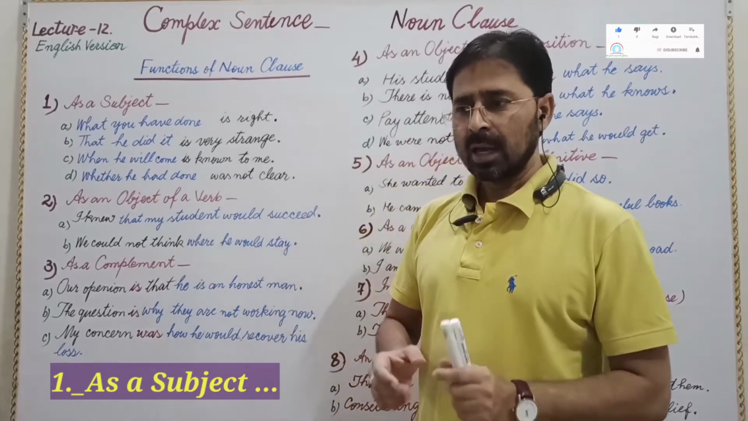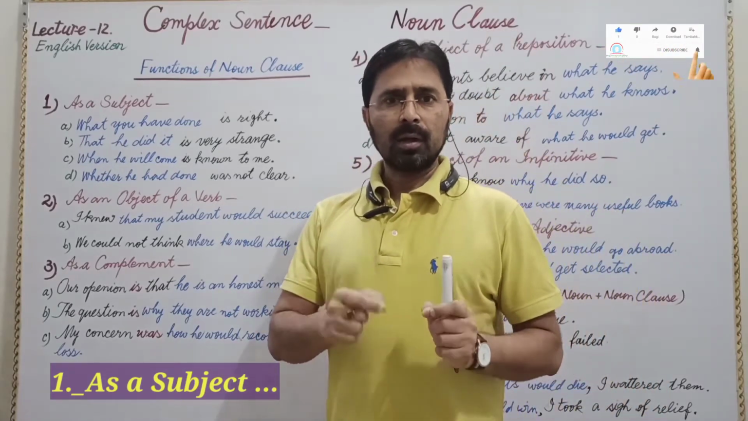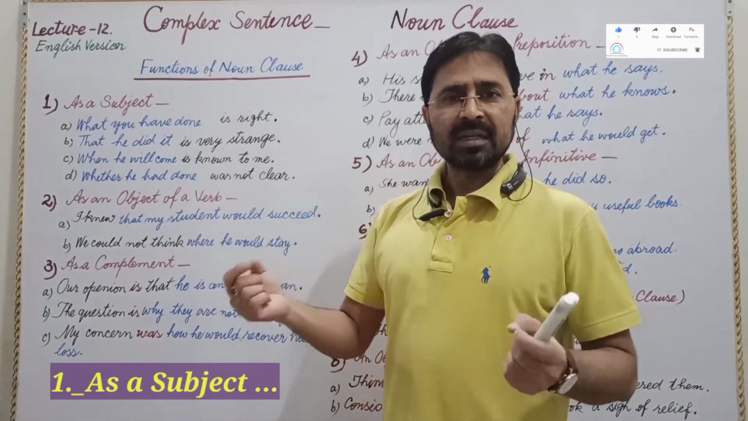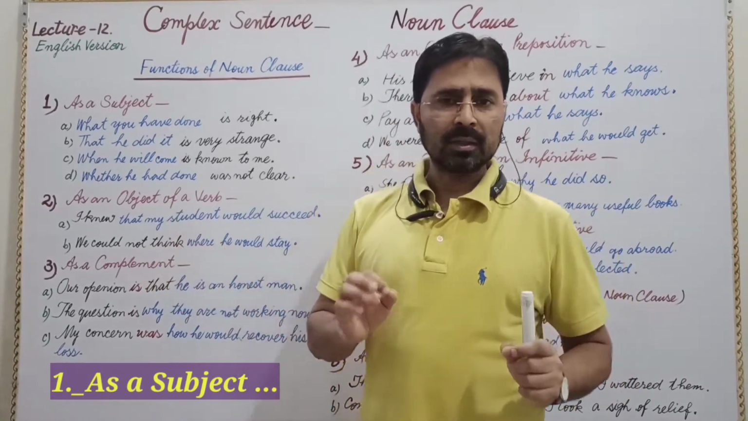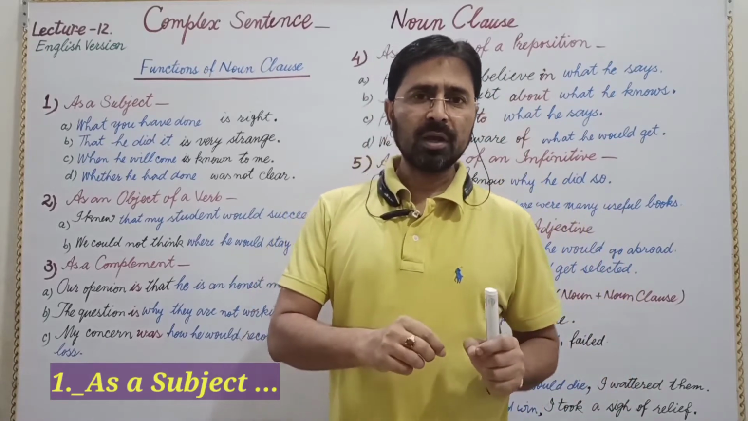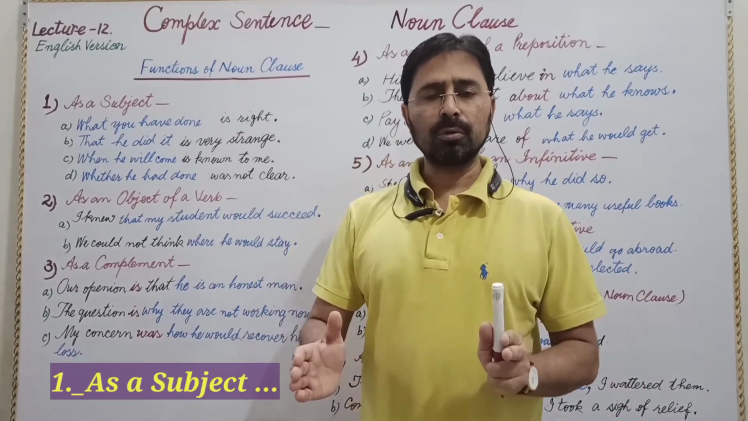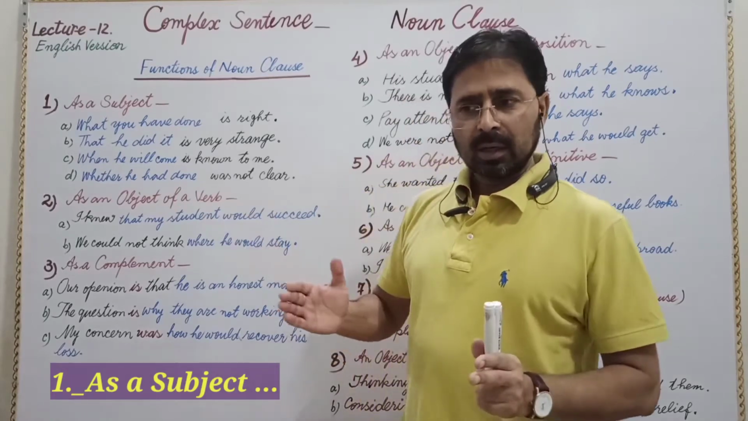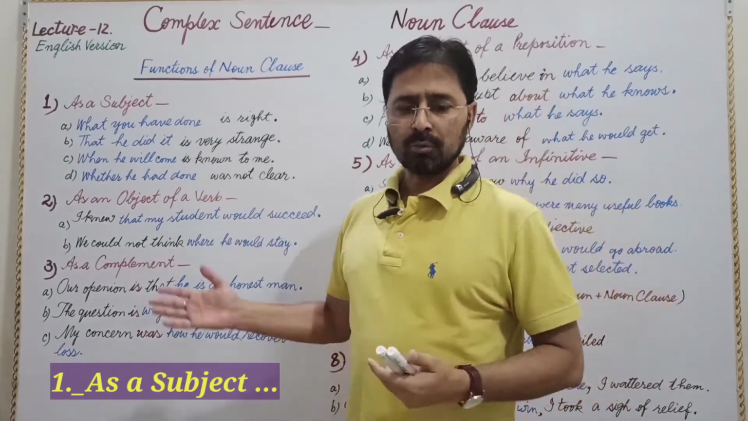The difference is a noun is a word: a person, place, thing, animal and others. In the same way, a clause is a group of words with a main verb and it is used as a noun. So in function it is similar to a noun. Let's understand.